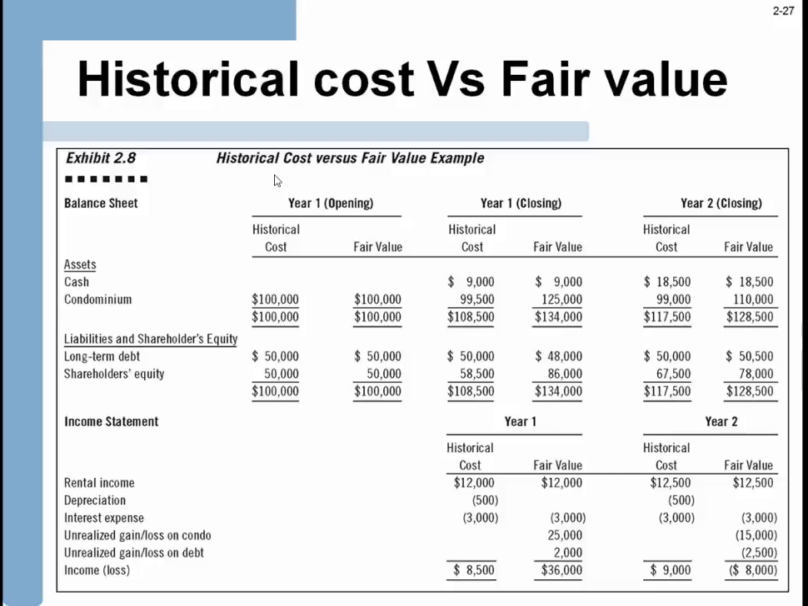So you have all these different things that are really driving it, and you notice how the financial statements look in year one. You have rental income of $12,000 in both years, and you have depreciation in year one for the condominium, but no depreciation for year one on the fair value basis. You have interest expense for both, and you have an unrealized gain on the condo and an unrealized gain on the debt. So fair value wise, you would have made $36,000. The historical cost basis is really how GAAP operates, and fair value is pretty much how IFRS, or the international standards, are established.